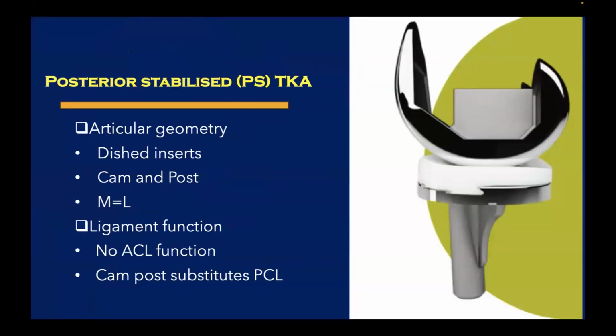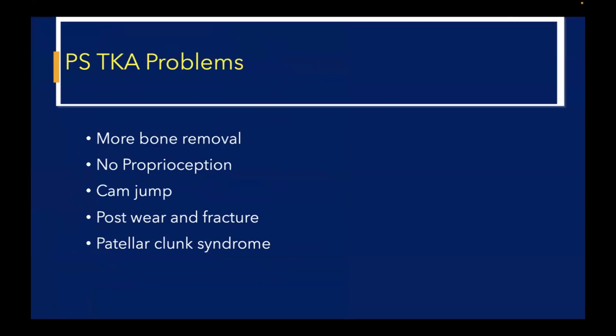So regarding posterior stabilized total knee arthroplasty, compared to CR, these have a more dished insert. There's a cam and post which brings the rollback. The medial joint line is at the same level as the lateral joint line. There is no ACL function. The cam post substitutes the PCL. But the PS knee has got its own problems.